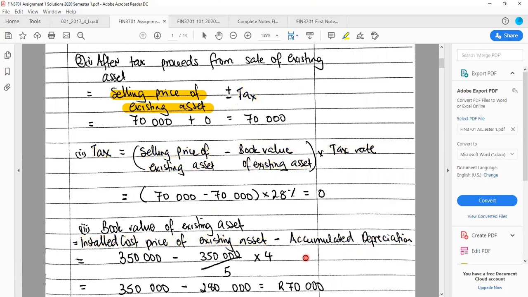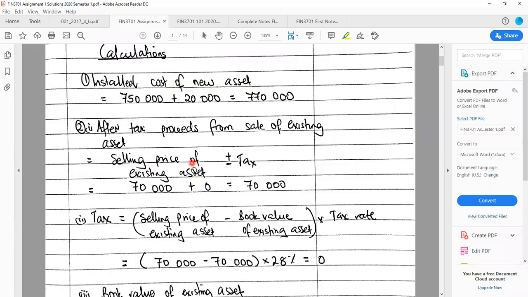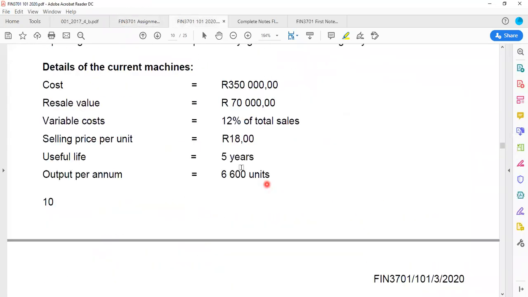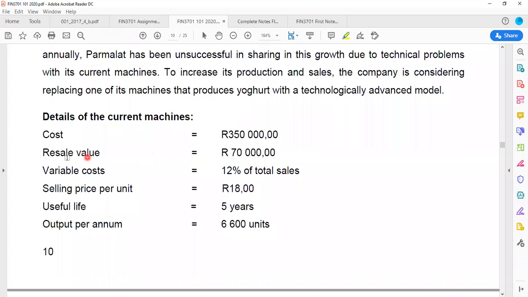So the way to do this part, you go to your question, right? And you see if you've been given the selling price of the existing asset and if you've been given the tax. If you have, it's simply a matter of just adding or subtracting these and you get your answer. But if we go to the question, we were just given the selling price of the existing asset. We were told that the resale value of the existing asset is 70,000, right?